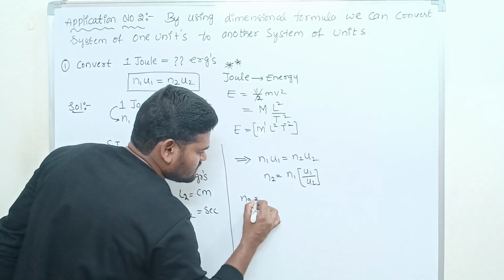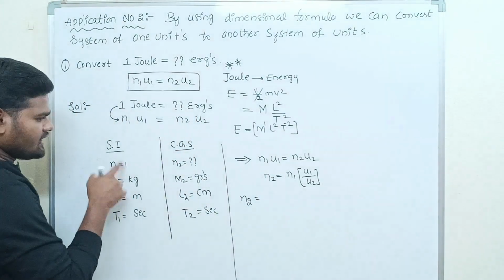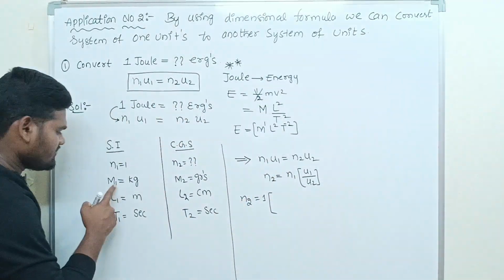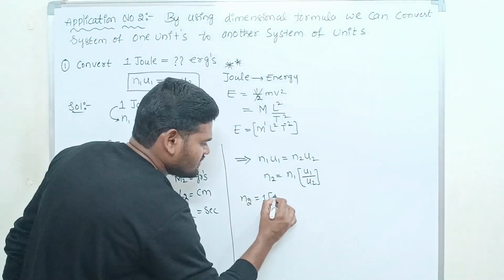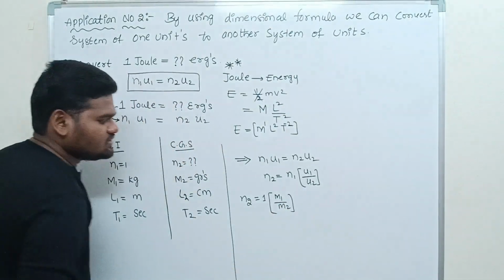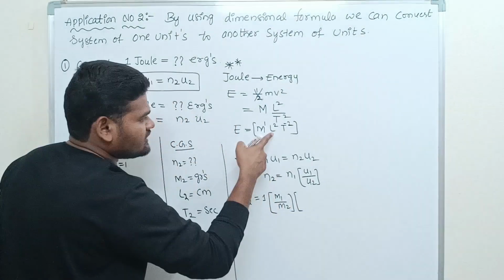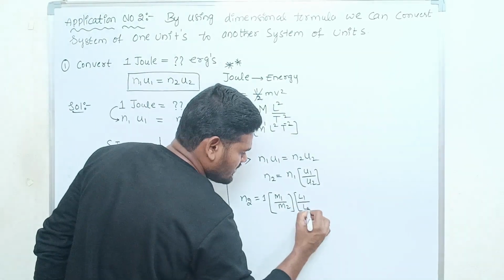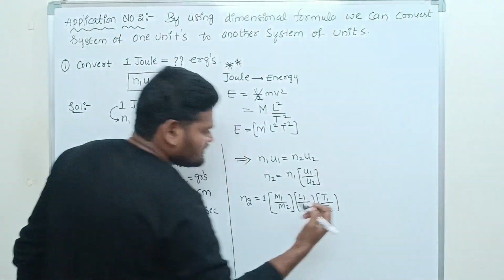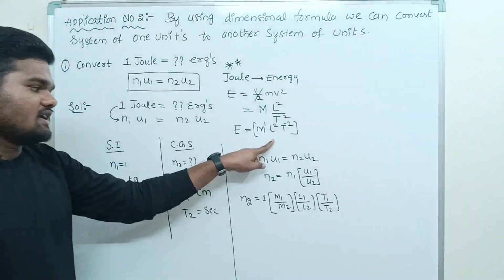N2 is equal to N1. What is the value of N1? 1 into U1. U1 means what? Unit 1. I am taking M1 divided by M2, U1 by U2, into what is the next term? L1 by L2. What is the next term? T1 by T2. Just see the dimensional formula.